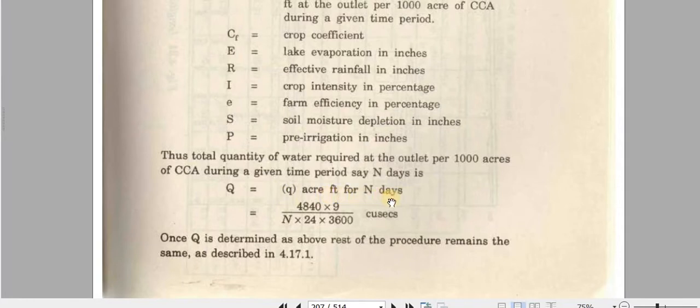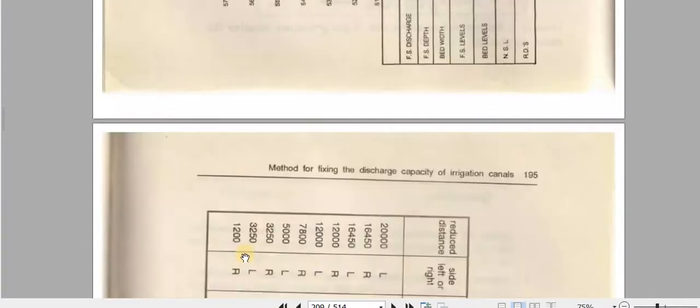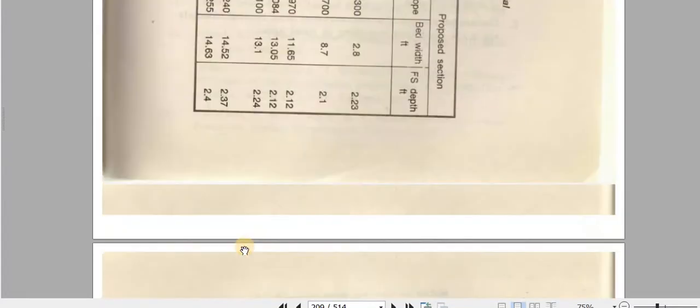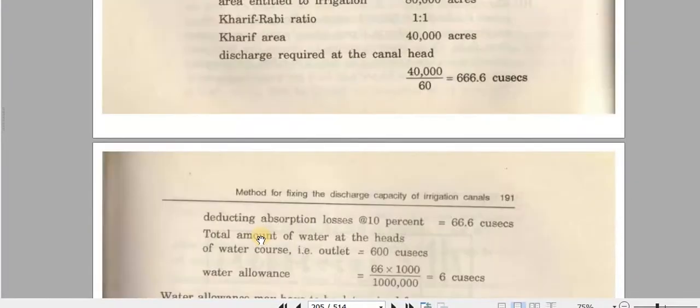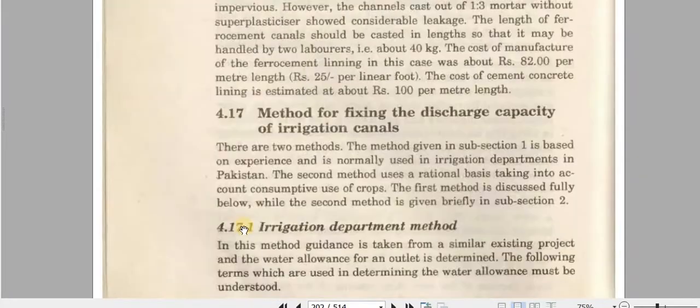Small q is in acre feet. For n number of days we can calculate capital Q, that is equal to 4840 into 9 over n into 24 into this. This is the total quantity of water required at outlet per 1000 acre of CCA during a given time period of n number of days. For example, if you want to get water for 10 days, for 9 days, for 7 days, you can put n here and calculate all the other factors. So we will design a canal; these tables are correlated with the canal design in our last design, but we have to study a little bit of theory.